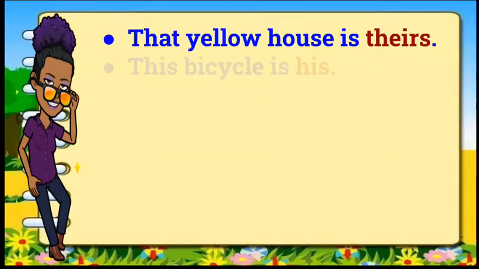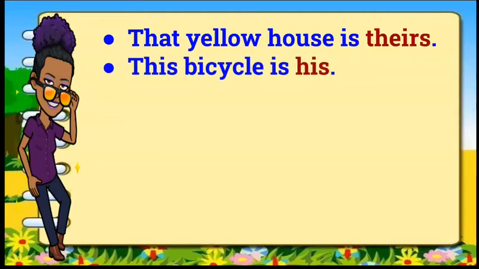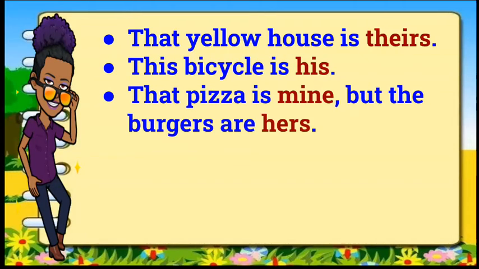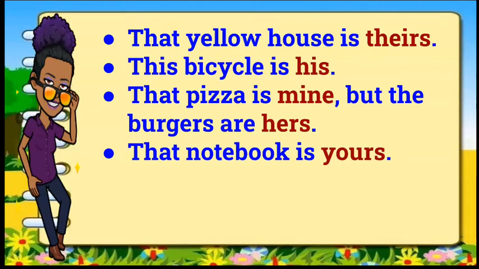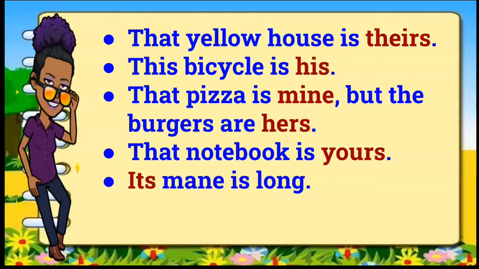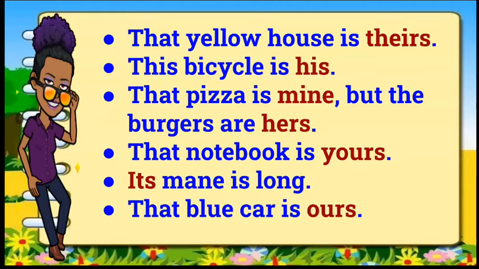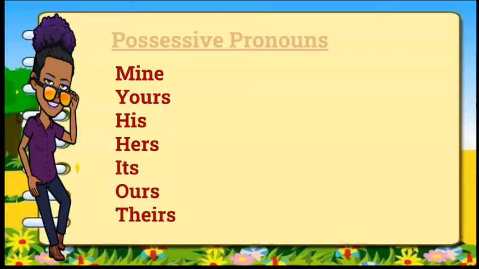Those sentences again. That yellow house is theirs. This bicycle is his. That pizza is mine, but the burgers are hers. That notebook is yours. Its mane is long. And that blue car is ours. Now let's look at the highlighted words: mine, yours, his, hers, its, ours, and theirs. These are possessive pronouns.